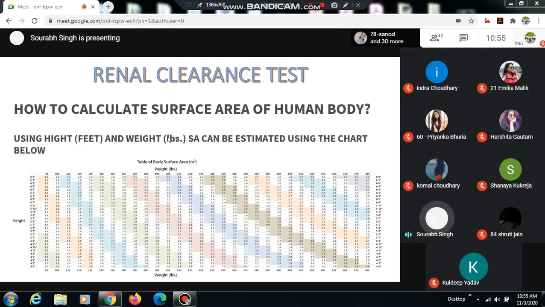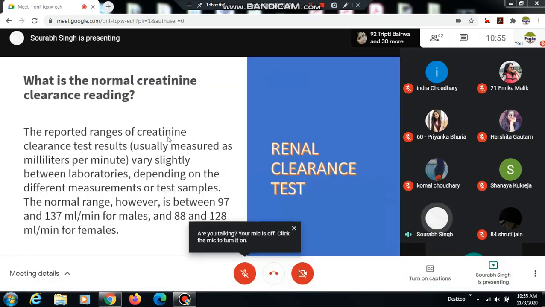For the same, I have provided you with a table, which will estimate the surface area of the examinee as per the height in inches and weight in pounds. So from this table, we can estimate the surface area for the formula. So what is the normal creatinine clearance reading?